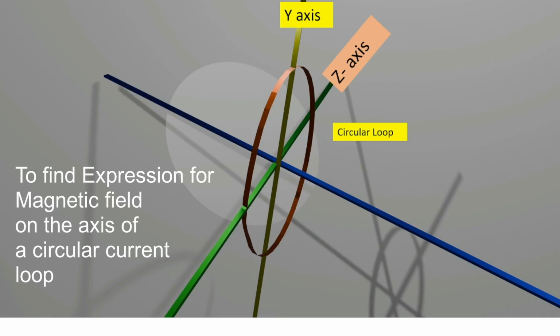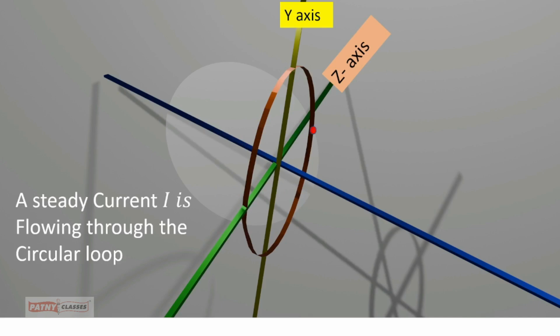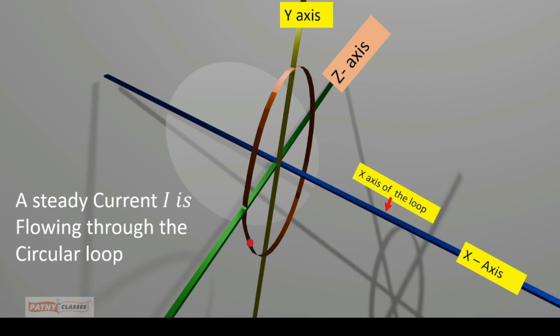Consider a circular loop placed in the YZ plane. A steady current I is flowing through the circular loop, and the x-axis is the axis of the loop. So we have three axes, x-axis, y-axis and z-axis, and the current carrying circular loop is placed in the YZ plane and the axis of the loop is along the x-axis.